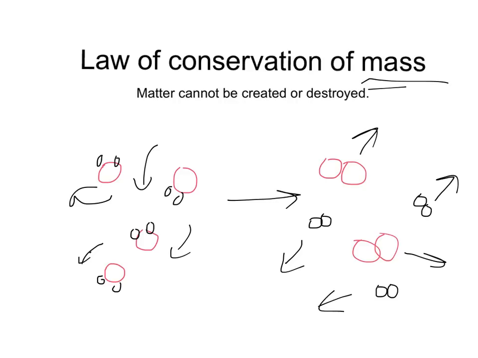We had 6 little black circles before, and we've got 6 little black circles after. We had 4 red circles, and we have 4 red circles after. So everybody changed where they were located, who they were bonded to. This is a chemical change, but the mass stayed the same. If you could conduct this experiment in a way where you trapped everything so that nothing could be lost and nothing could be added from the air, you would find that the mass stays the same before and after.